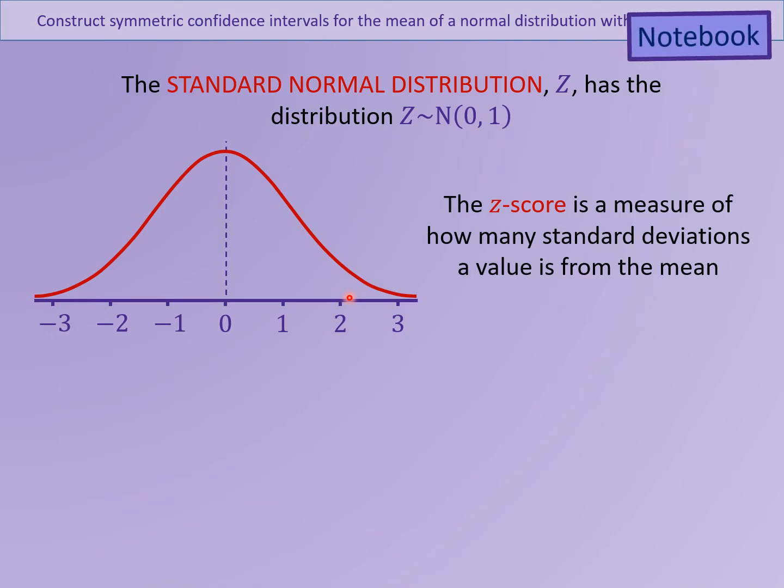A z-score tells you how many standard deviations a value is from the mean. So for example, a z-score of 2.1 would tell you that you were 2.1 standard deviations above the mean. A z-score of -0.6 would tell you that you were 0.6 standard deviations below the mean.